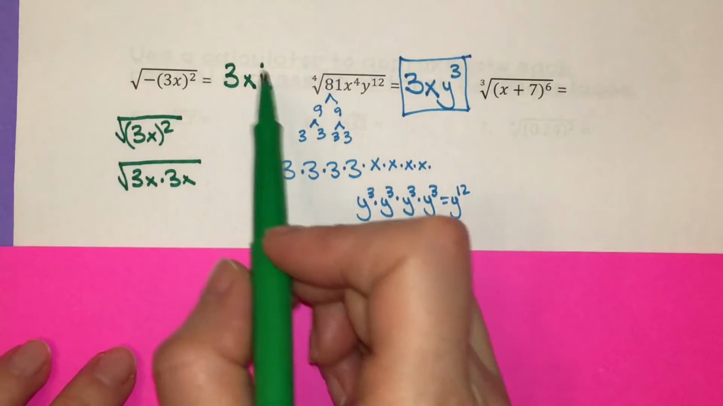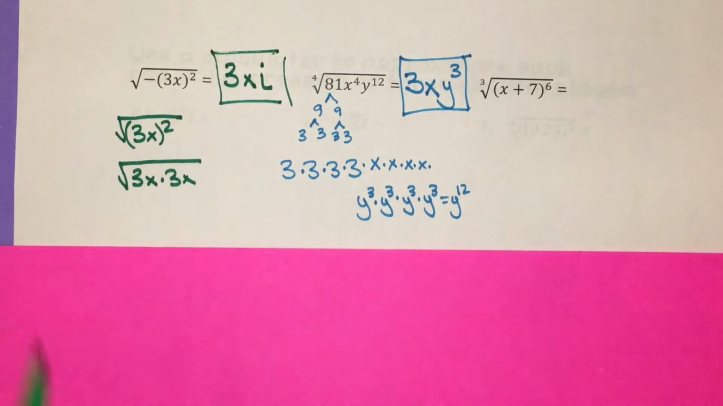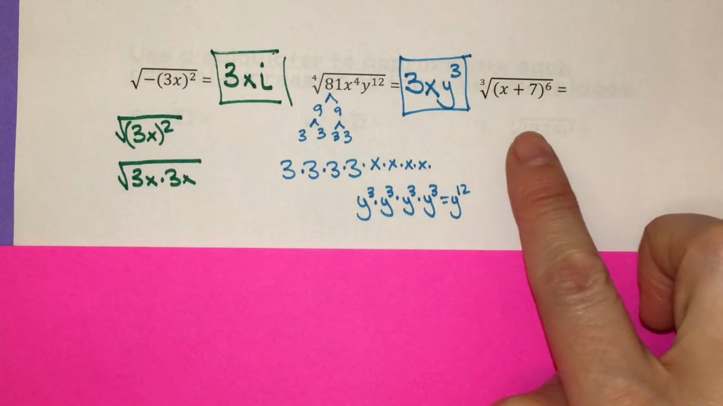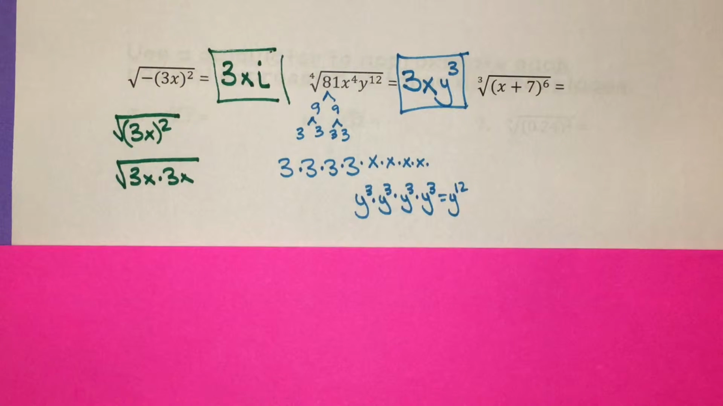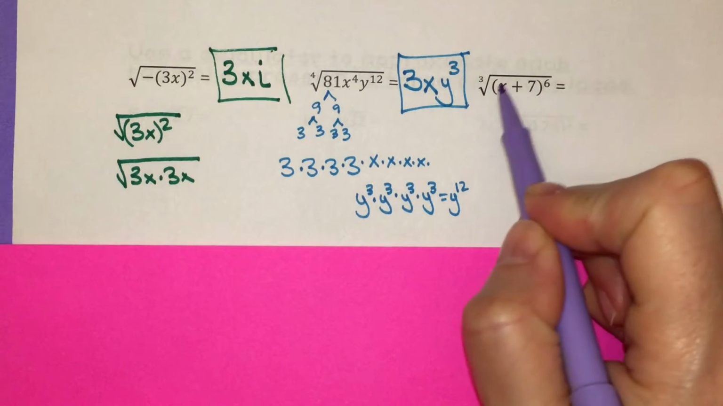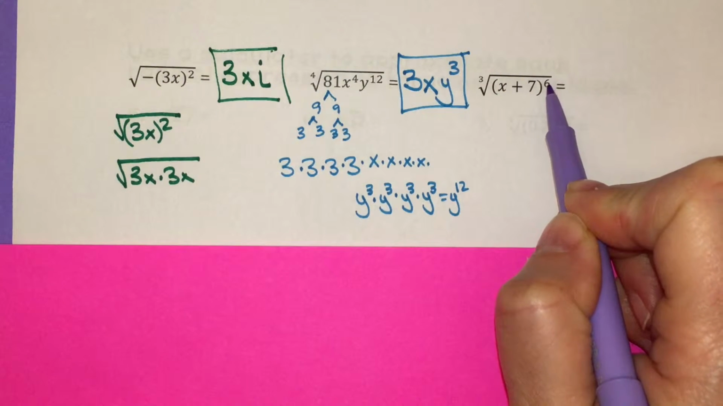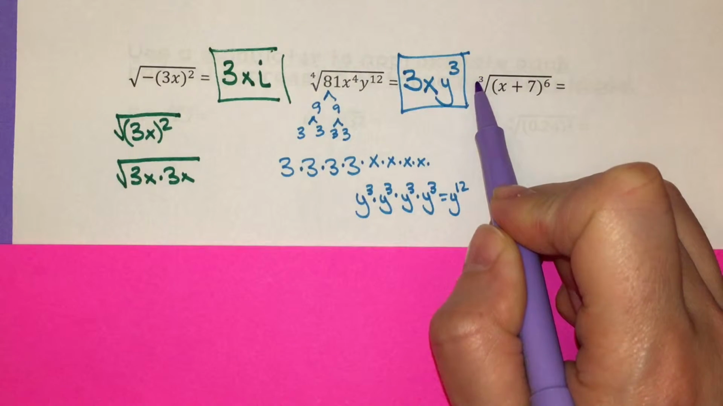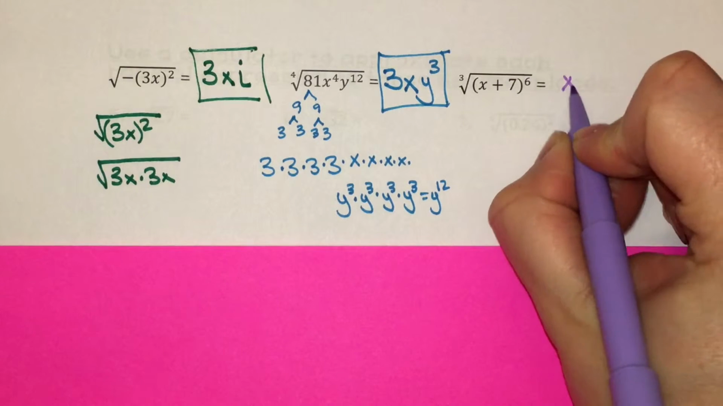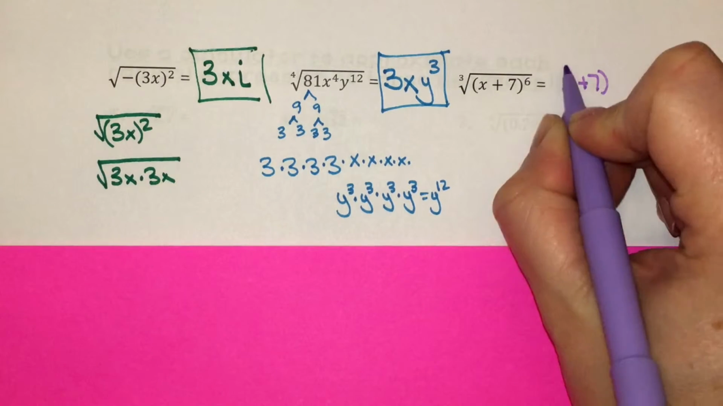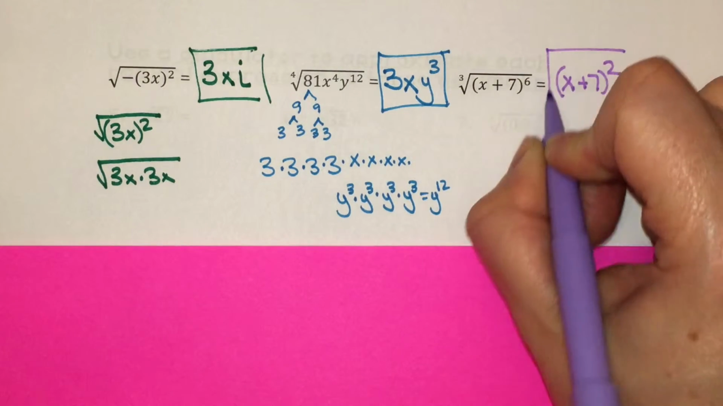All right, last one of this type. We have the cube root of x plus 7, and that entire thing is raised to the power of 6. So in this case, again, there's an exponent. This entire thing is raised to the power of 6. So I'm going to take that 6 and divide it by the root of 3, which tells me that when I pull this out, I'll have x plus 7 squared as my answer.